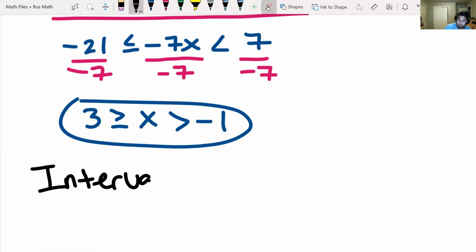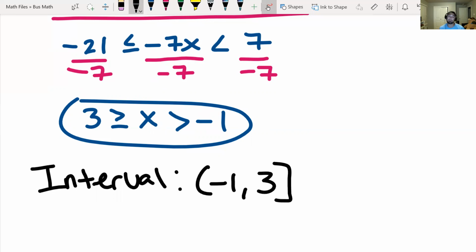Now, if you wanted an interval, well, we always start with the lowest number. Even though it's written a little differently, it still means the same, right? So we start with the lowest number, which is negative 1. And you see that negative 1 has the greater than on it. So we're going to have parentheses negative 1, comma, 3, and 3 has the greater than or equal to. So you're going to put a bracket.